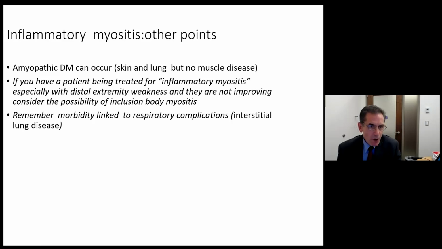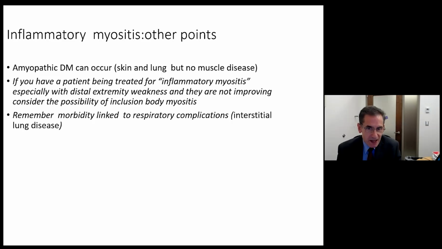So if you have a patient who's being treated for an inflammatory myositis, it is also important to remember that if they're not getting better or they're not improving with therapy, with steroids or similar agents, you need to think about whether they have some other type of myositis. And inclusion body myositis is the one you really want to think about.